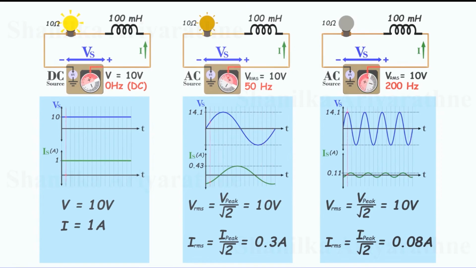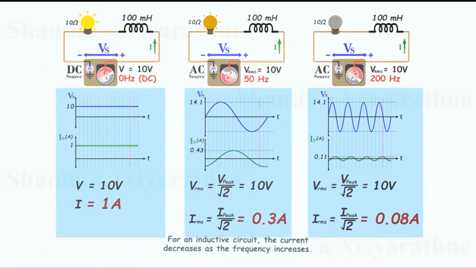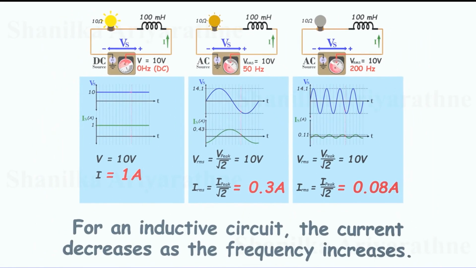This reveals something very important about inductors. As the frequency increases, the current through an inductive circuit decreases. In other words, inductors oppose high-frequency signals much more strongly than low-frequency signals. So the faster the current tries to change, the harder the inductor pushes back against it.